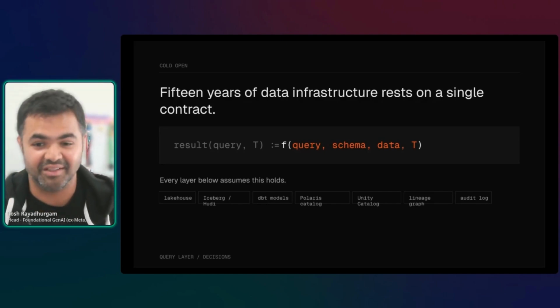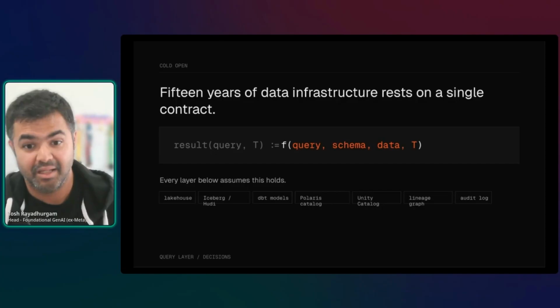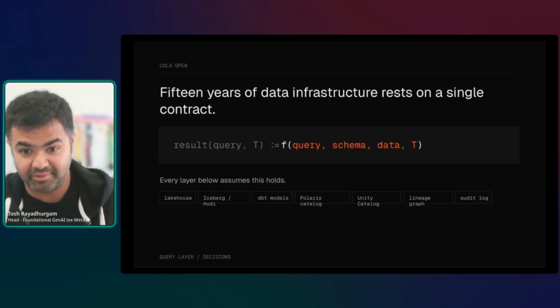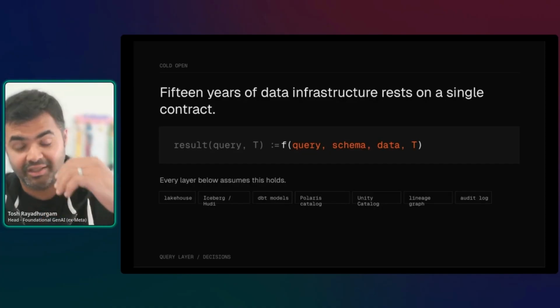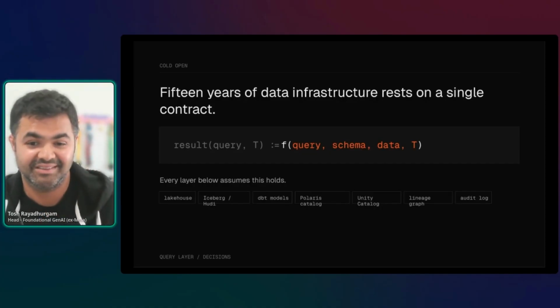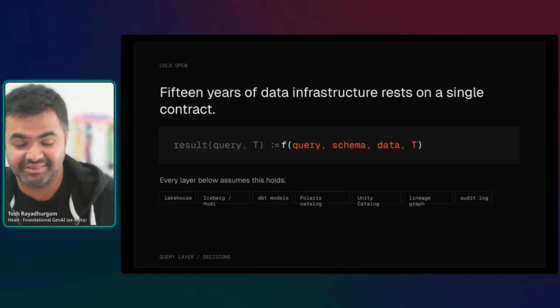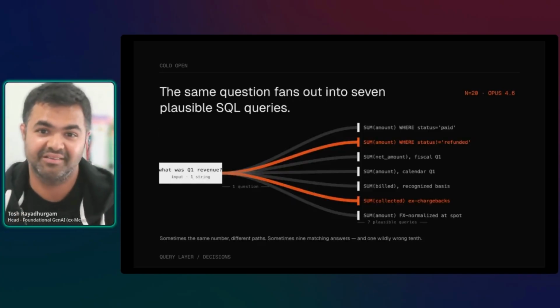So when this assumption changes, when the answer becomes a sample instead of a function, then every layer above it gets a little wobbly, and most of those layers probably don't know that yet.